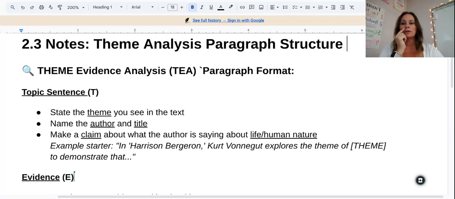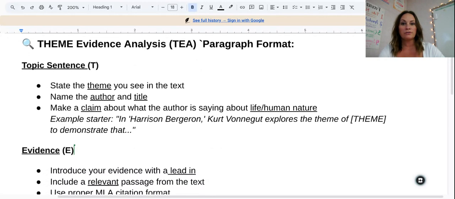All right, so we're going to follow a T structure. So you're going to be looking at theme, evidence, and analysis. And it doesn't mean that you're only writing 3 sentences. It's just that this is kind of the order and structure for a paragraph.